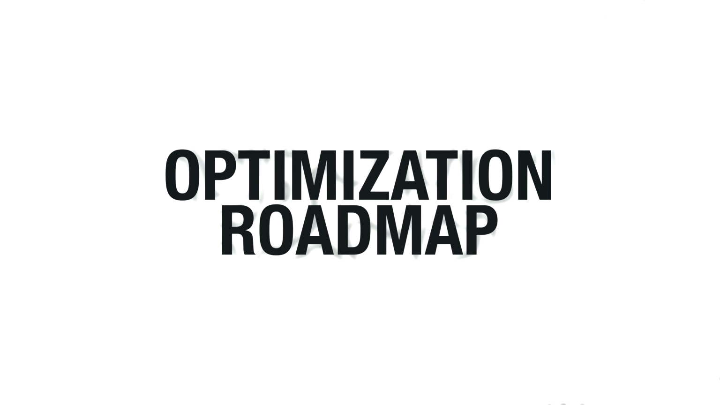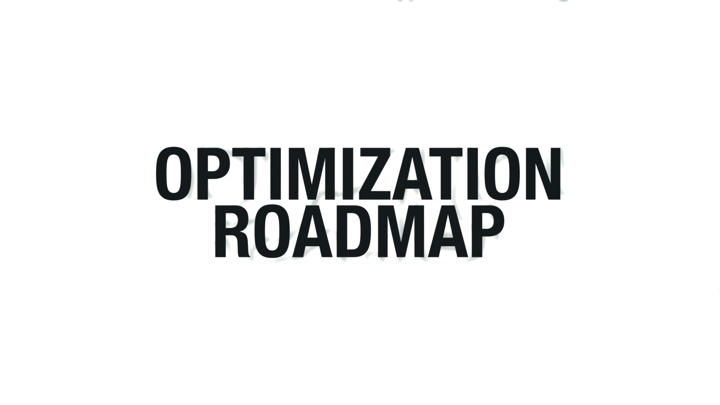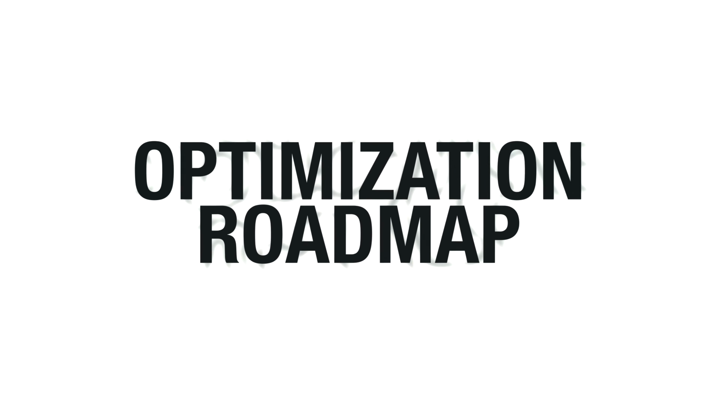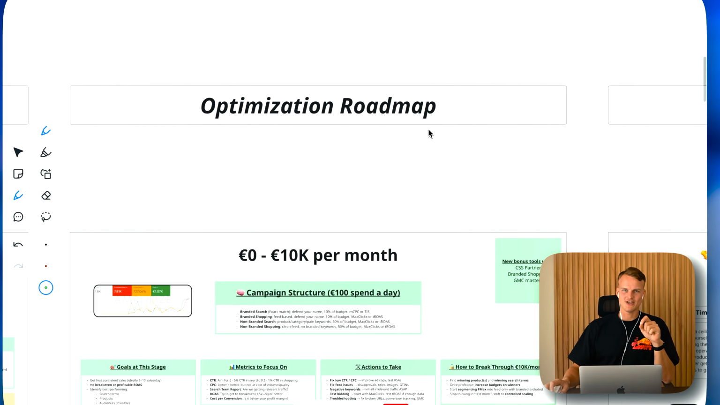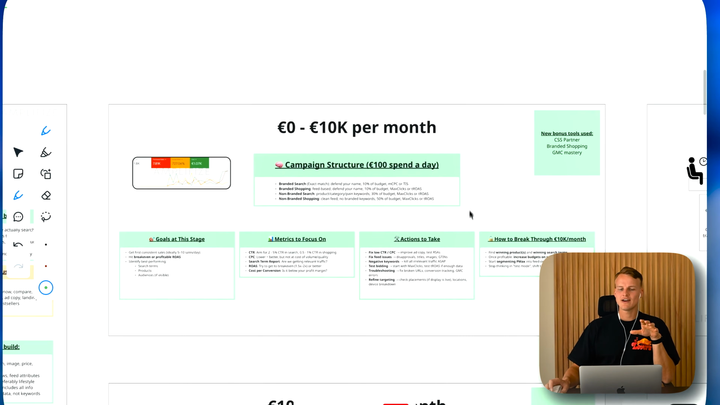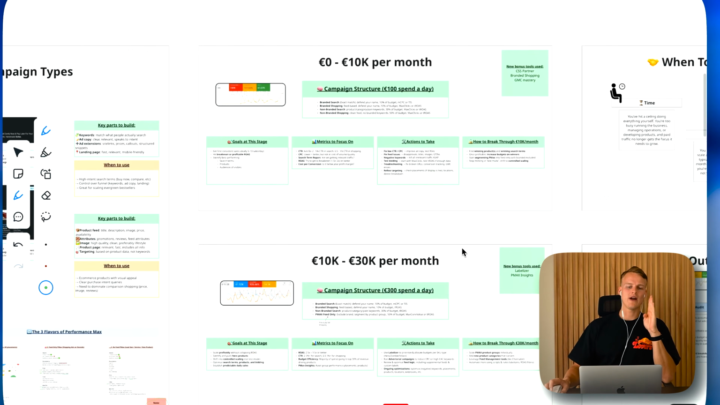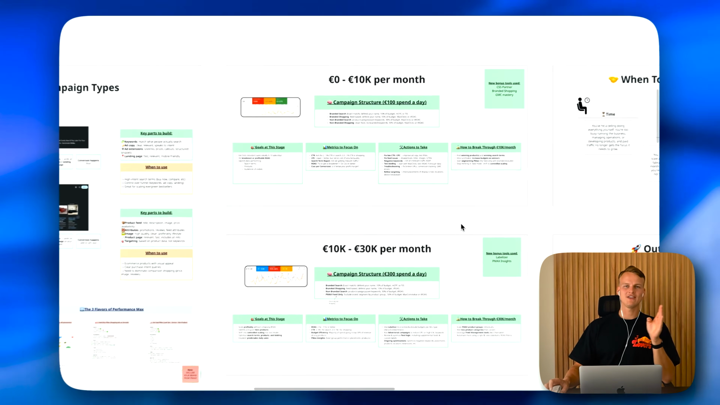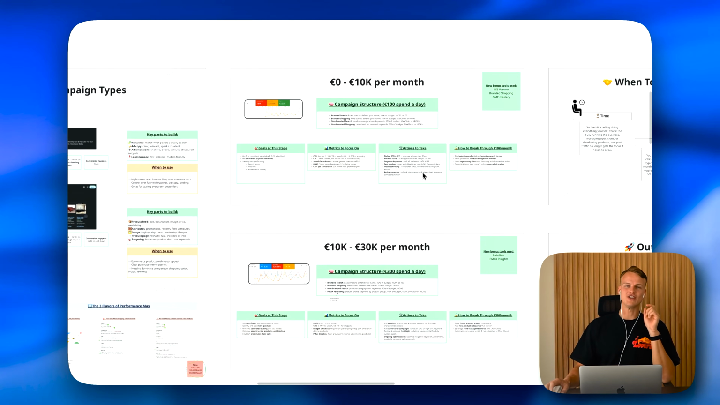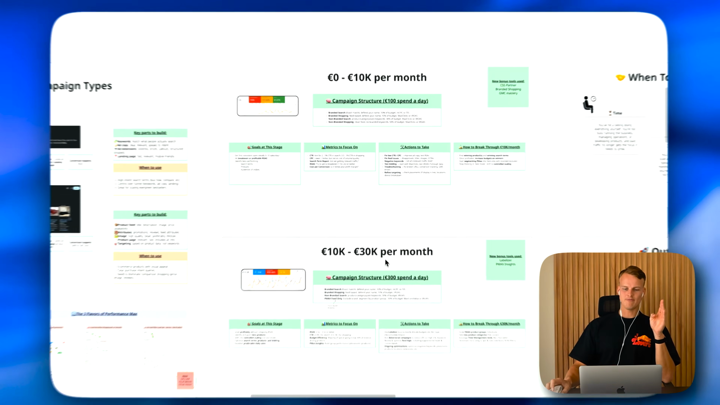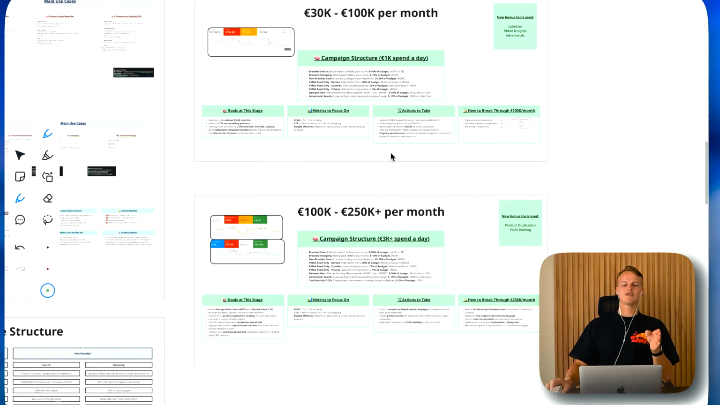All right, that brings us into the most tactical part of this scaling map, which is the actual optimization roadmap. And right now I'm going to tell you exactly how your campaign structure needs to look in every stage that you are in, right? So your campaign structure obviously looks way different in the 0 to 10K a month range compared to, for example, the 100 to 250K a month mark.